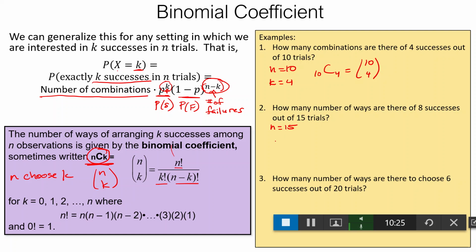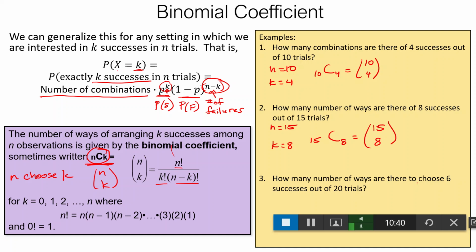So n equals 15, k equals the number of successes, 8, so it'd be 15 choose 8, written like that. If you've started to notice a pattern, the bigger number is always the number on top.